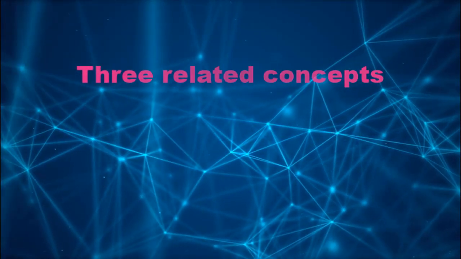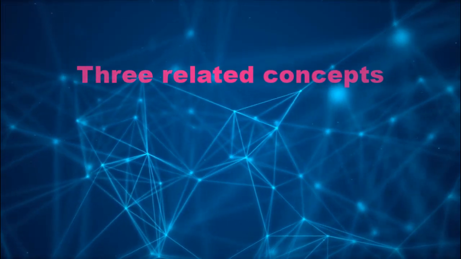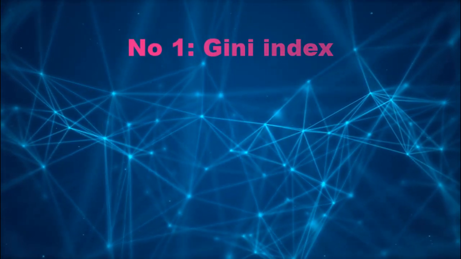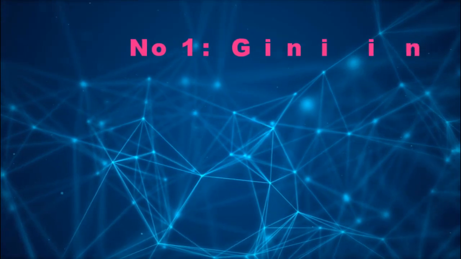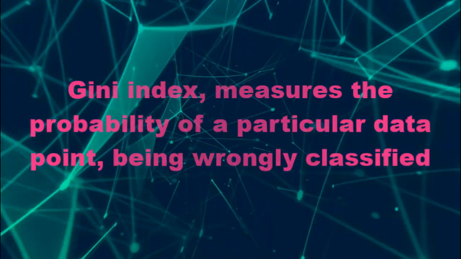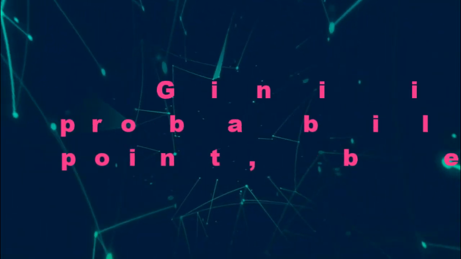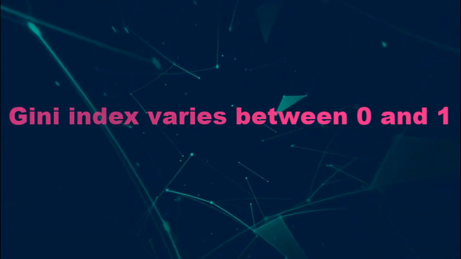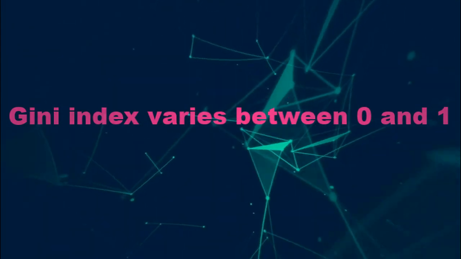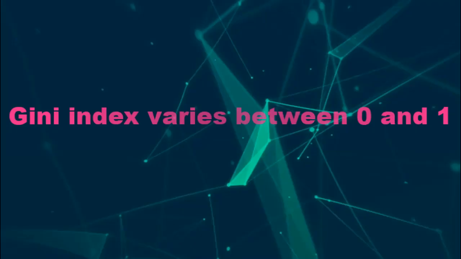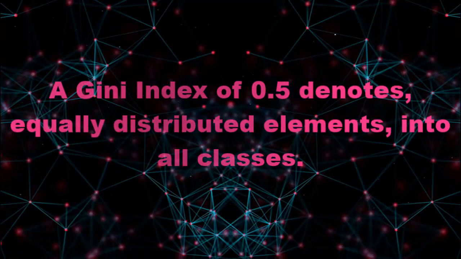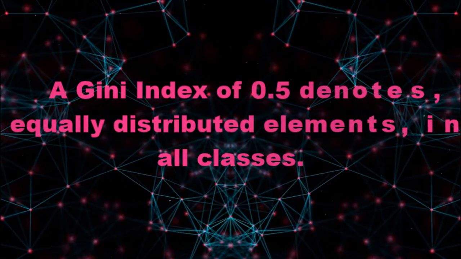Before we proceed further, we should discuss three main concepts used in this tutorial. First concept is Gini index or Gini impurity. Gini index measures the probability of a particular data point being wrongly classified when it is randomly chosen. The degree of Gini index varies between 0 and 1, where 0 denotes that all elements belong to a certain class and 1 denotes that the elements are randomly distributed across various classes. A Gini index of 0.5 denotes equally distributed elements into all classes.